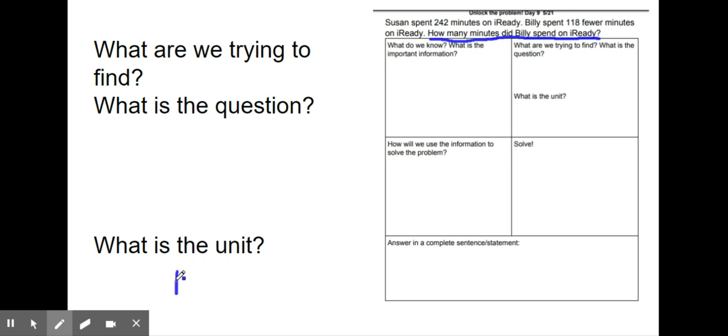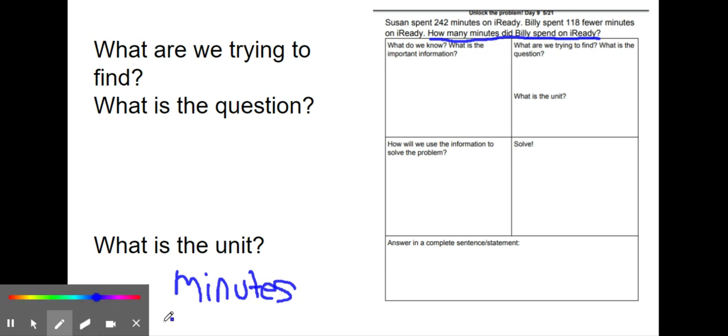So the unit would be minutes, right? Because I need to know how many minutes he was actually on iReady. I don't know right now. I just know he was on less than Susan, right? 118 fewer minutes than Susan. So the unit would be minutes.